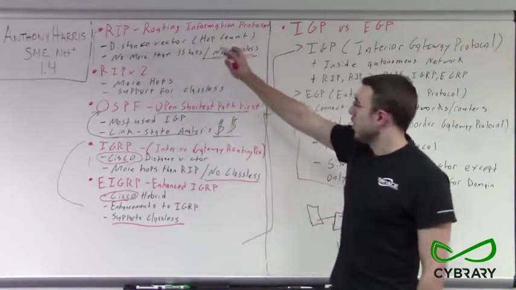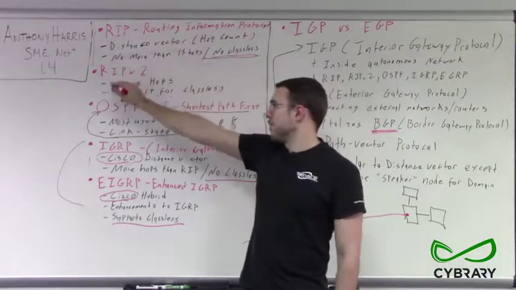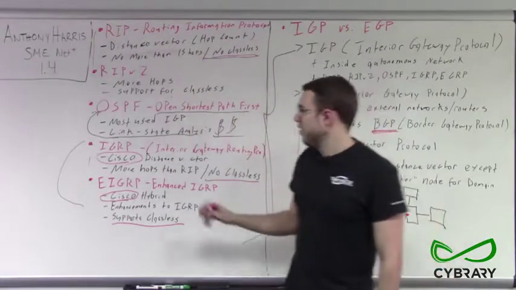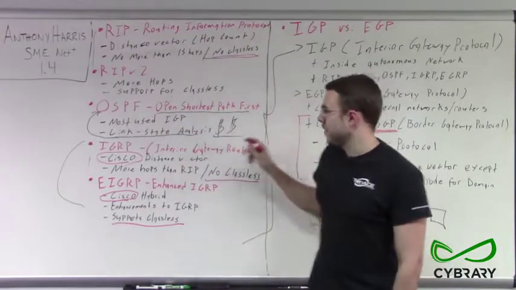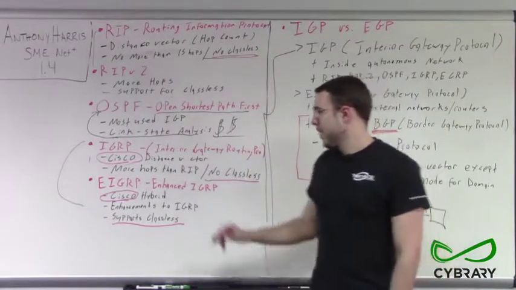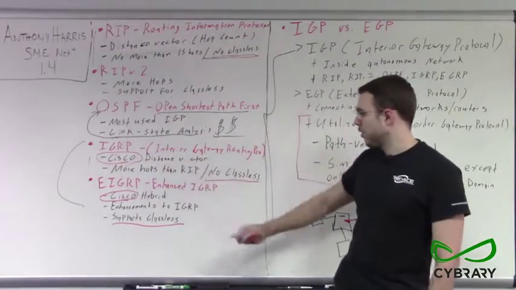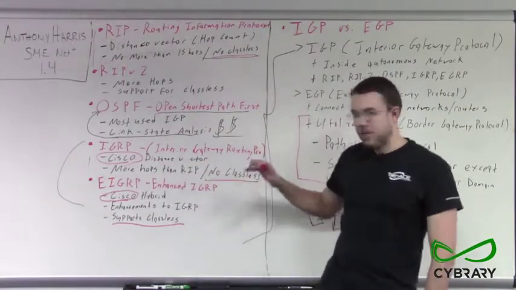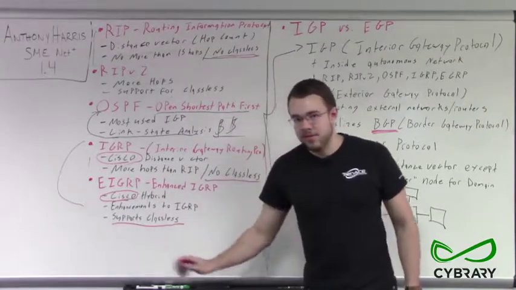RIP, routing information protocol, distance vector, no more than 15 hops, no classless. RIP v2, more hops than RIP 1 and has support for classless, still distance vector. OSPF, open shortest path first, is going to be the most used IGP. Link state analysis, so it is cost-based. IGRP and EIGRP are both Cisco, interior gateway routing protocol, enhanced interior gateway routing protocol. IGRP is a distance vector, does not handle classless. EIGRP is a hybrid, and it does handle classless.